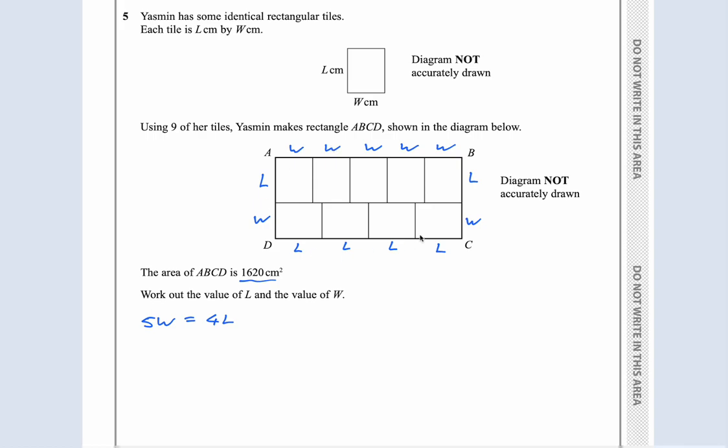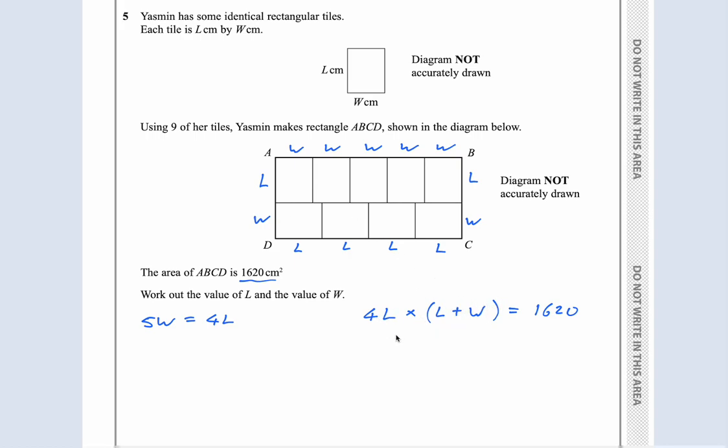The next equation I'm going to get from using the area. Now the area of this big rectangle is the total length, which is 1, 2, 3, 4L, or I could choose 5W, but let's go with 4L, multiplied by the width, which is L plus W. So this width here is L plus W. So this times this has to equal 1620. So now I have simultaneous equations, but actually this one's a quadratic.